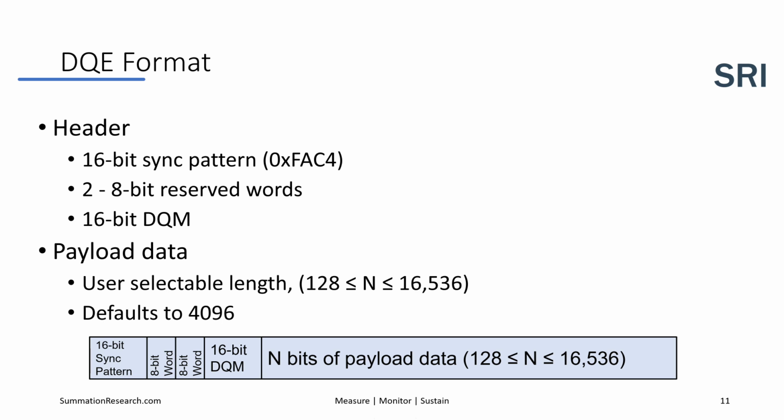The main component of the packet is the payload data, whose length is user selectable. The payload length can range from 128 to 16,536 bits with the default value of 4,096 bits, allowing flexibility in data volume and transmission efficiency. This structure ensures that telemetry data is transmitted with high integrity and reliability, enabling effective data quality assessment and management. Now let's figure out how we can assess data quality.